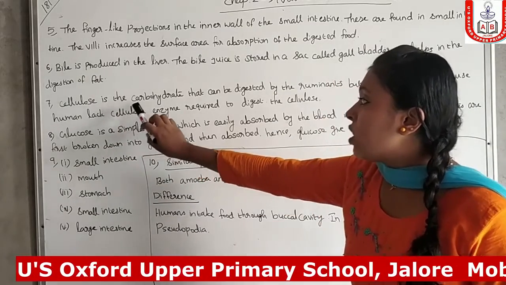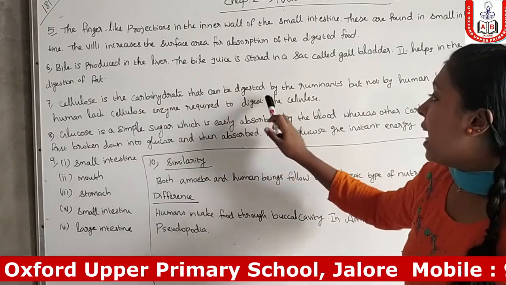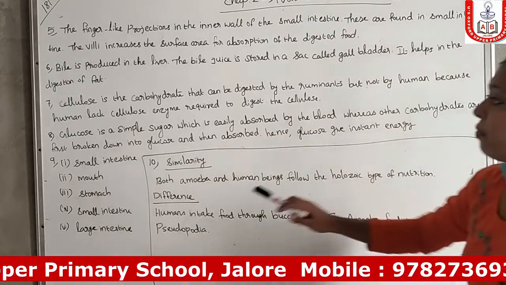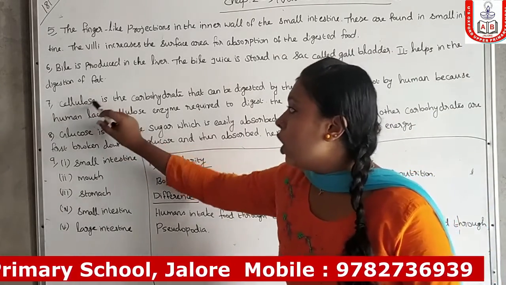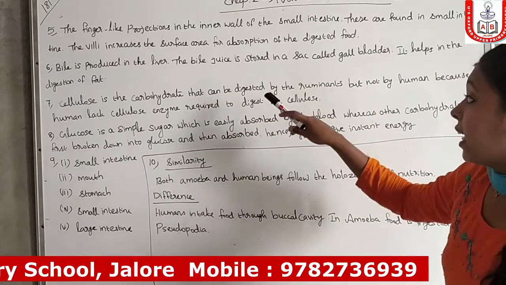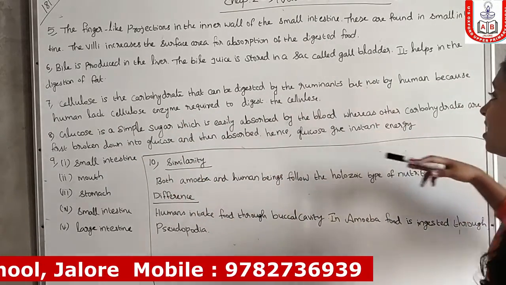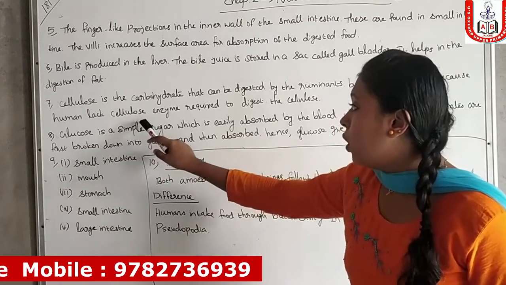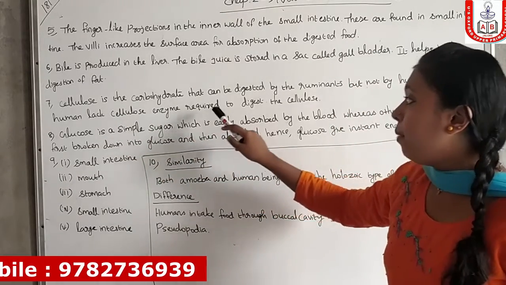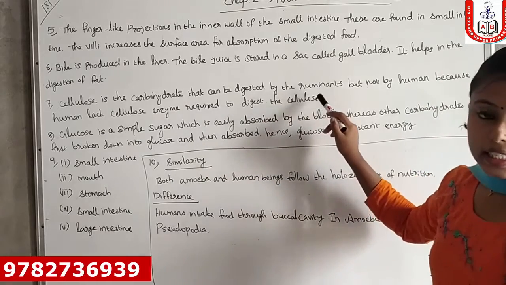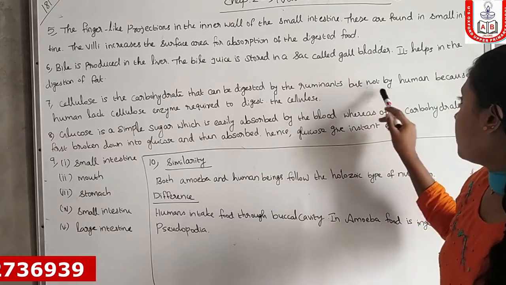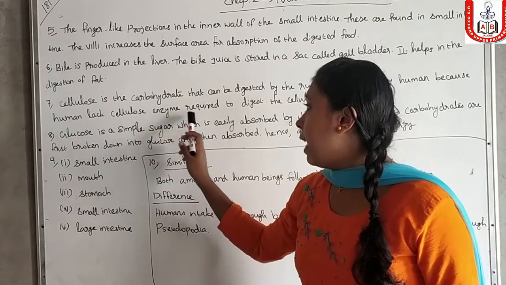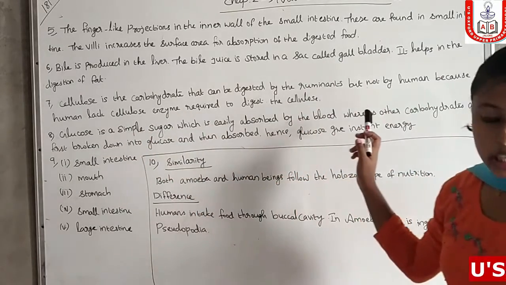Answer. Cellulose is the carbohydrate that can be digested by the ruminants but not by humans. Cellulose is the answer. Because humans lack the cellulase enzyme required to digest the cellulose.